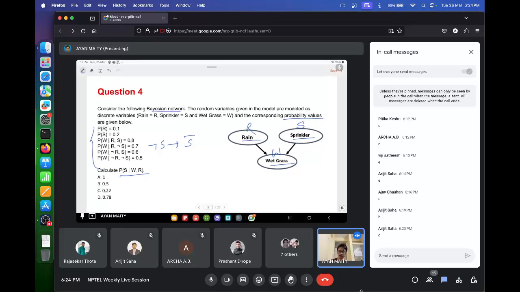Orijit Shah is saying option C, 0.22. Okay. VG Satish is saying option C.